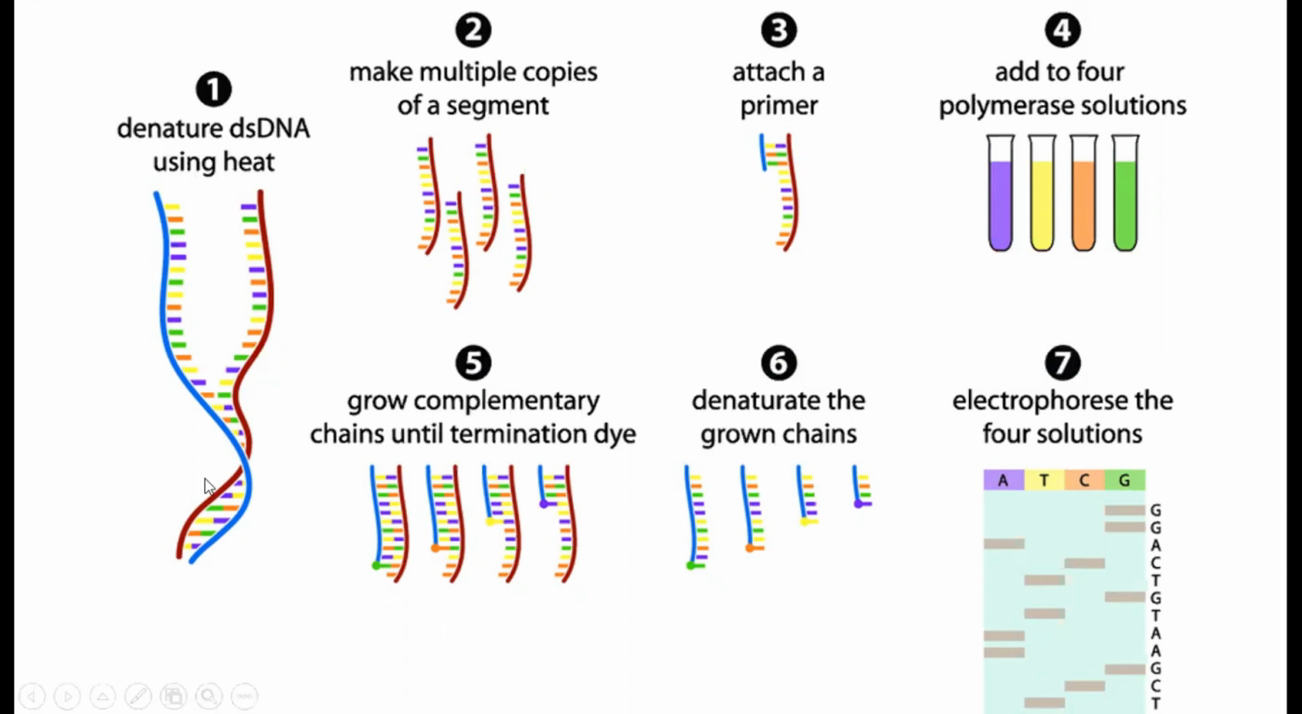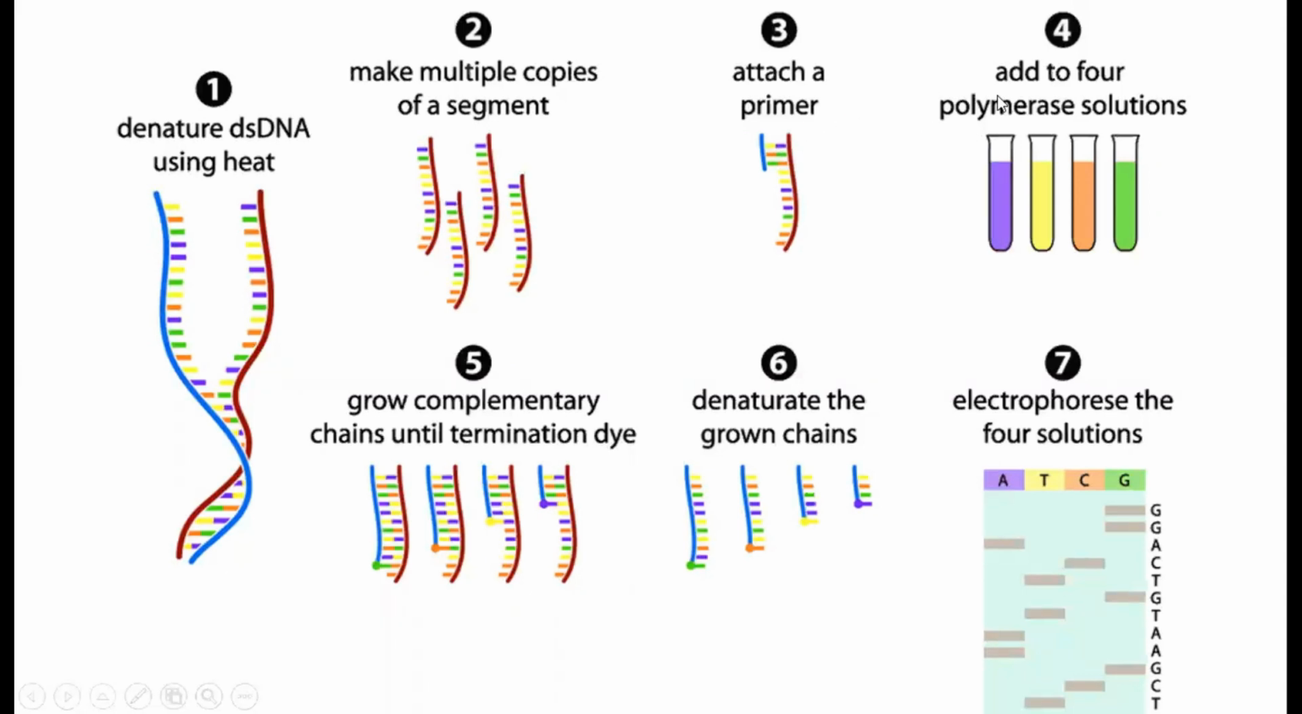So the process in Sanger's method is also the same. You first obtain your dsDNA. Using heat, you denature your DNA. Then you make copies of the segment, that is, single-stranded sequences. Then you attach a short primer, which will actually initiate your process.